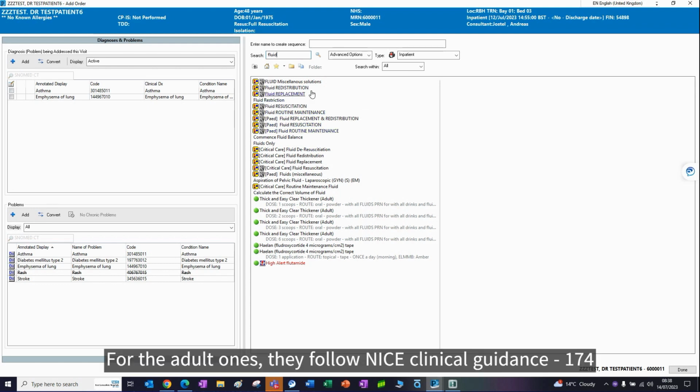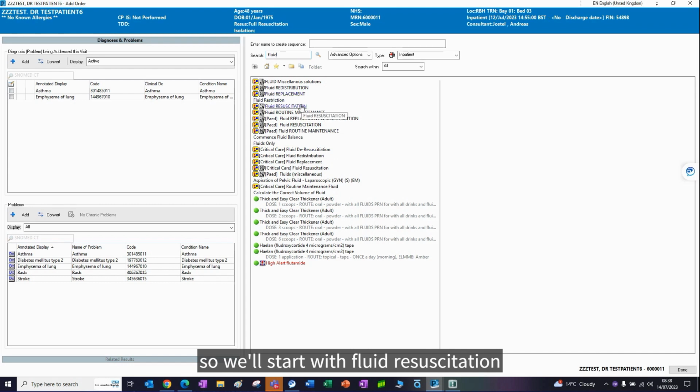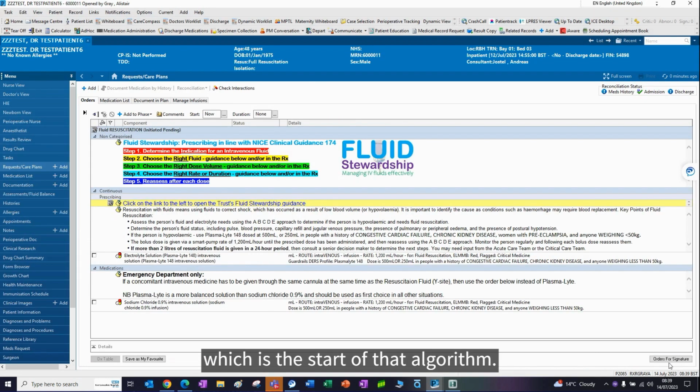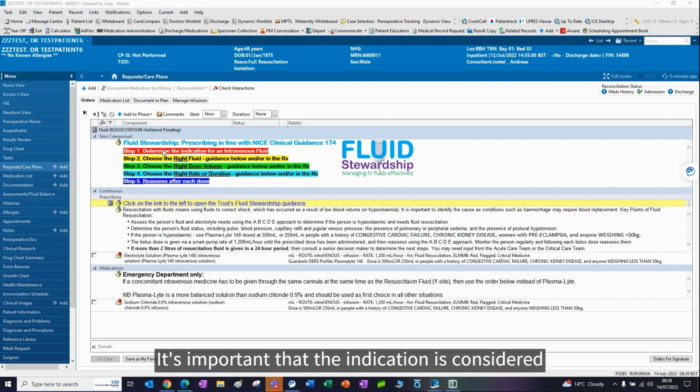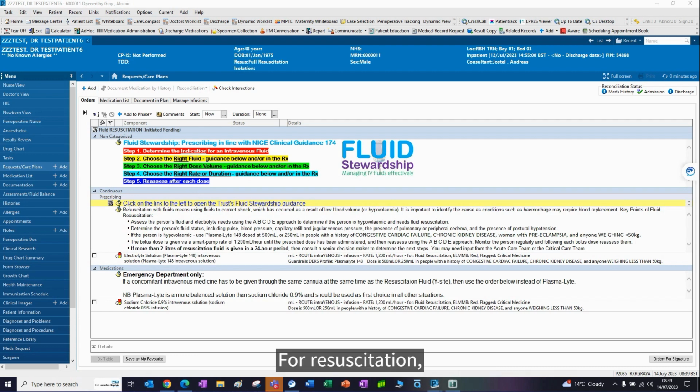For the adult ones, they follow NICE Clinical Guidance 174. So we'll start with fluid resuscitation, which is at the start of that algorithm. All the plans start with these five steps. And it's important that the indication is considered before prescribing any fluid, because once you know that, you can choose the right fluid, the right volume, the right duration, and the right reassessment period. For resuscitation, we use plasmolyte.